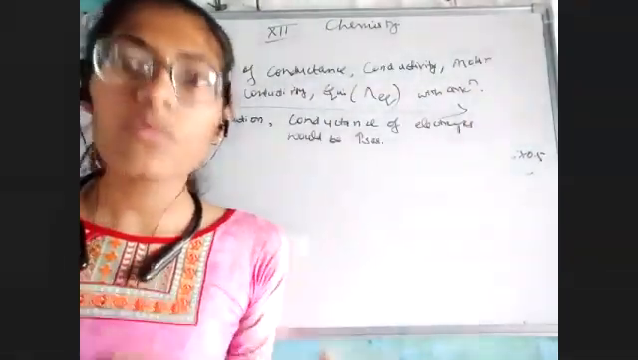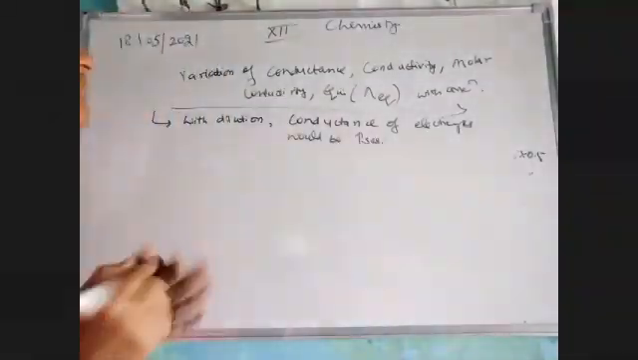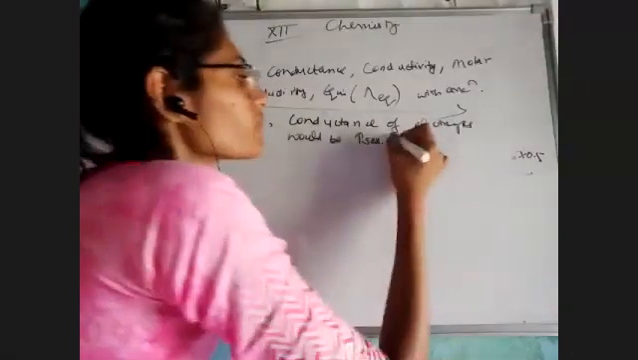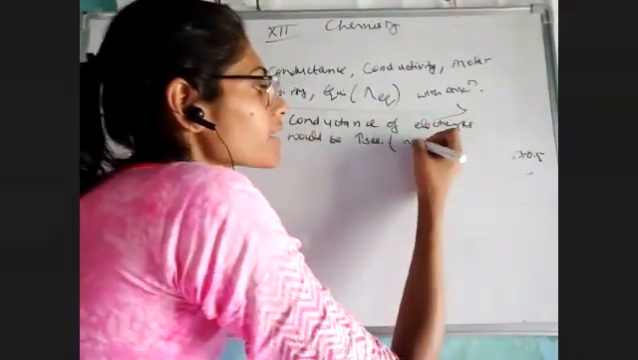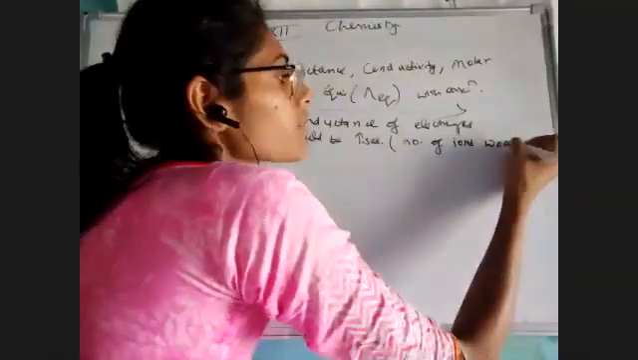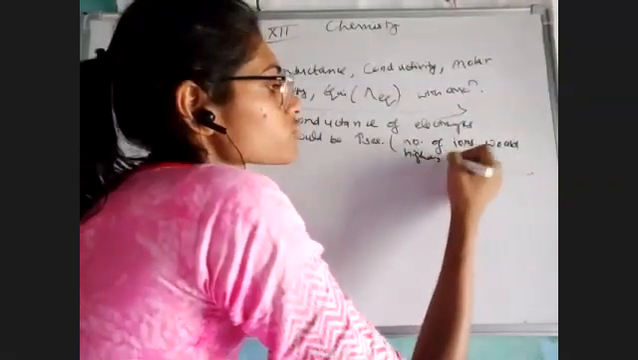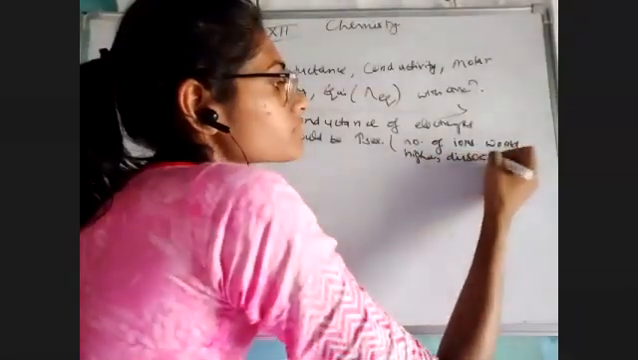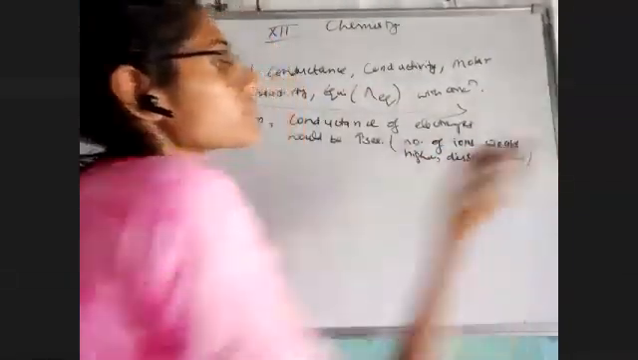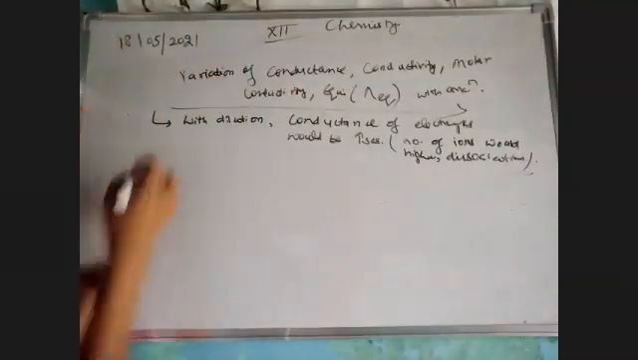Okay, so whenever we are increasing the dilution, the conductance is getting higher, because with dilution the number of ions would be higher. Why? Because dissociation would take place. So this is the first point. Second, we are going to move with conductivity.